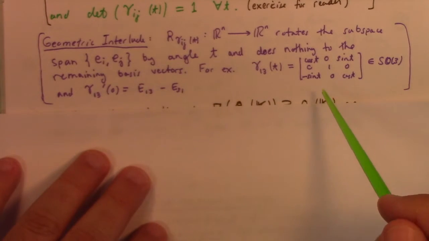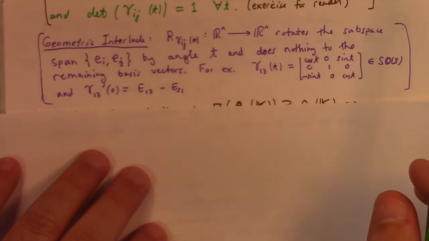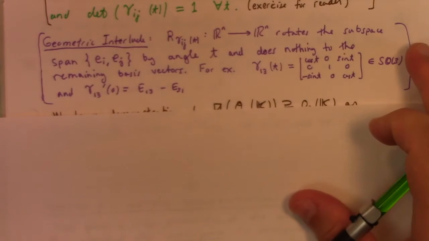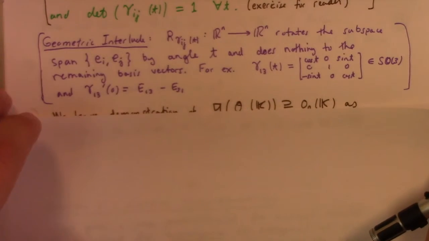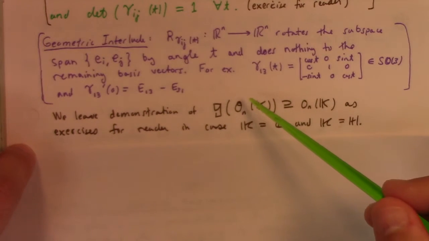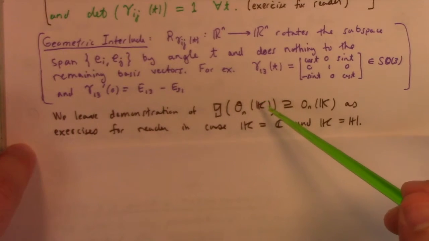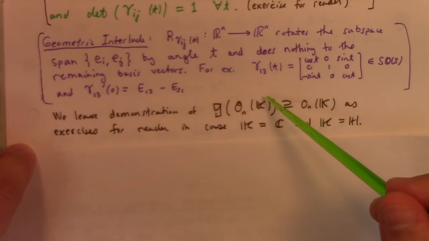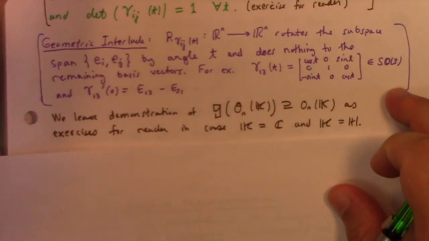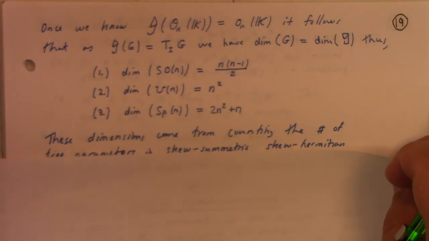Now that's part of what leads us to the geometric comment about how you think about O(n) in general. It's a family of rotations in these orthogonal planes. But those are some of the details of that. Anyway, we'll leave the demonstration of the Lie algebra of O(n,K) for the cases C and H, the corresponding argument for the complexes and the quaternions, to the reader, all right?